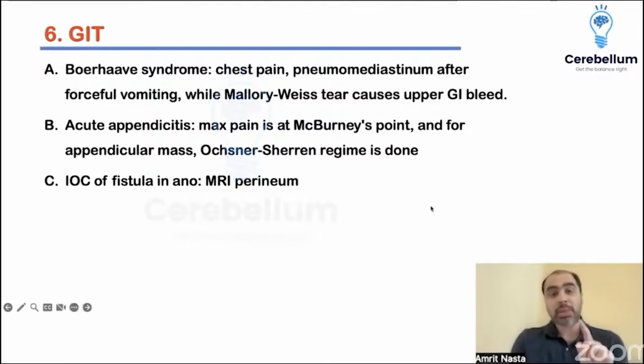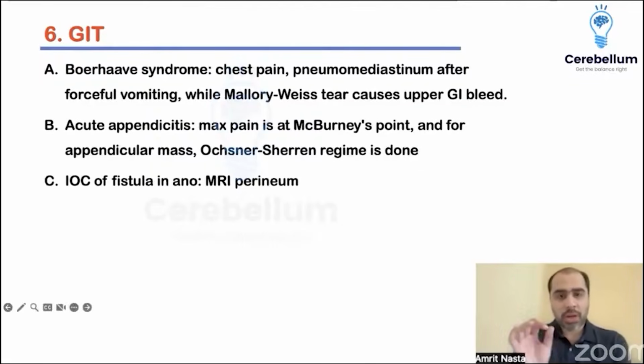Some things about appendicitis. The point of maximum pain is McBurney point, right spinoumbilical line, 2/3 from the umbilicus. And if a person has good immunity, the appendix is covered by the omentum, it will form a mass that is managed conservatively. That is known as Ochsner-Sherren regimen. It is conservative management of appendicular lump.